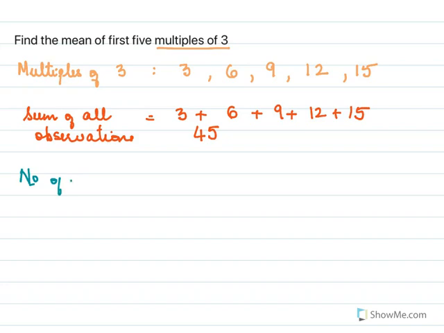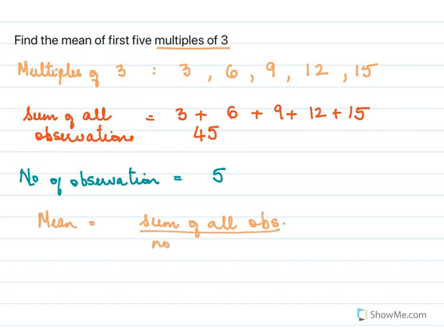Number of observations is equal to 5. We have 5 observations. So now the mean will be the sum of all observations divided by the number of observations. So the sum here we see is 45. Here we found the sum 45 and the number of observations 5. So the mean is 9.